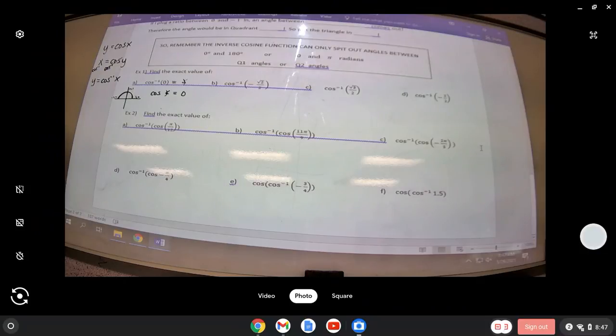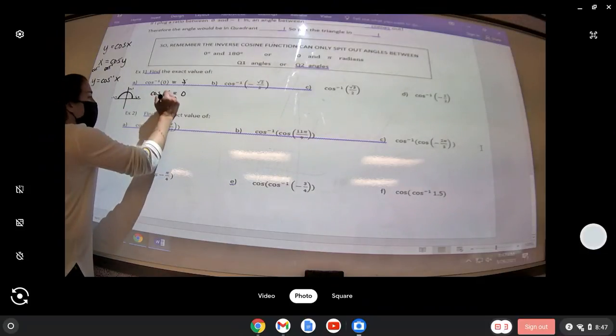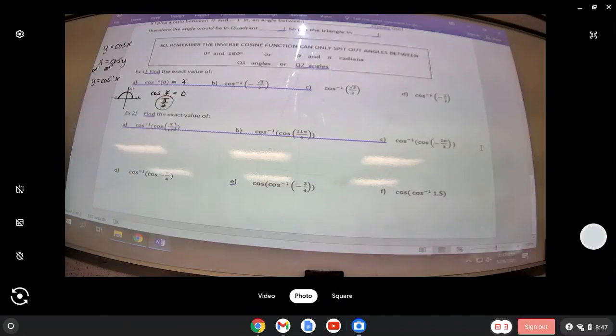What angle has an x-coordinate of 0? Pi over 2. So that means the inverse cosine of 0 spits out the angle pi over 2, because that's the angle who had a ratio of 0 that survived the cut.